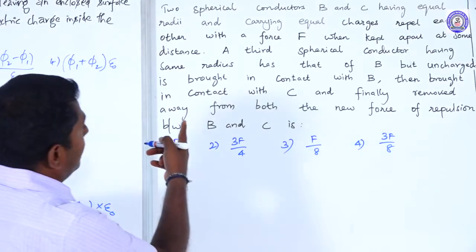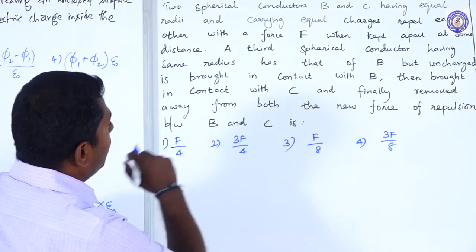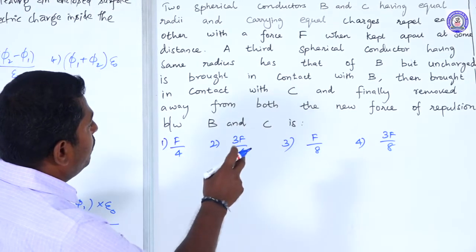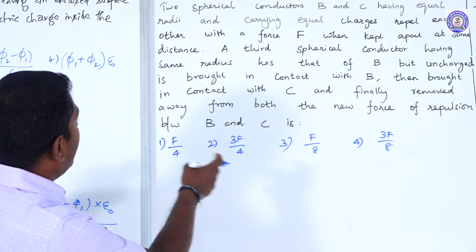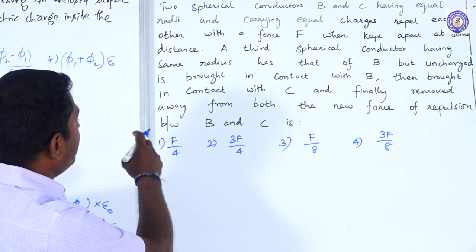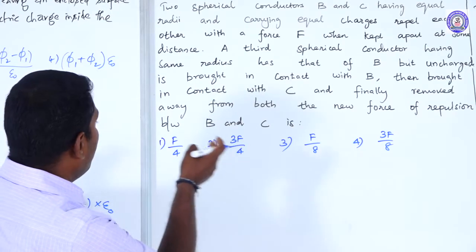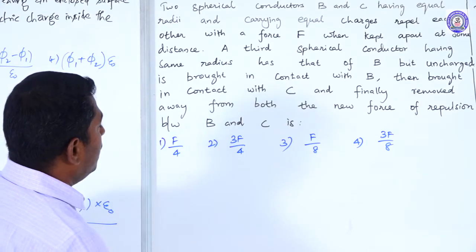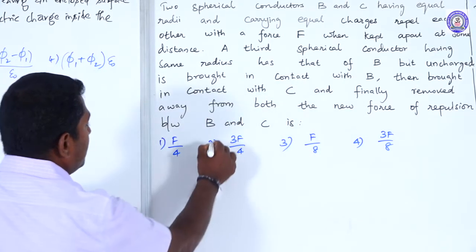Two spherical conductors B and C having equal radii and carrying equal amounts of charge repel each other with a force F when kept apart at some distance. A third spherical conductor having the same radius as that of B but uncharged is brought in contact with B, then brought in contact with C, and finally removed from both. What is the new force of repulsion between B and C?